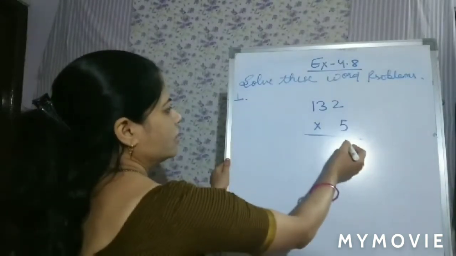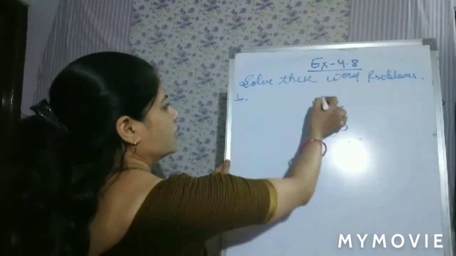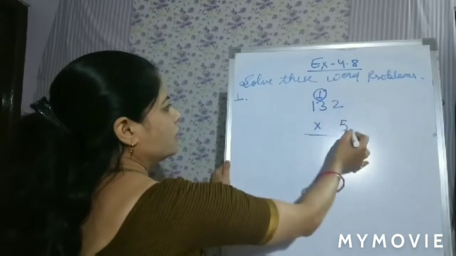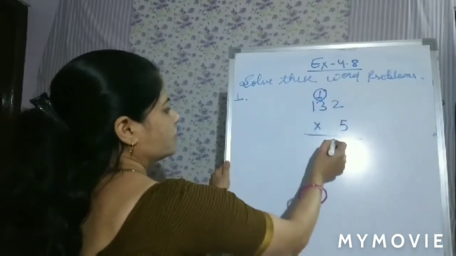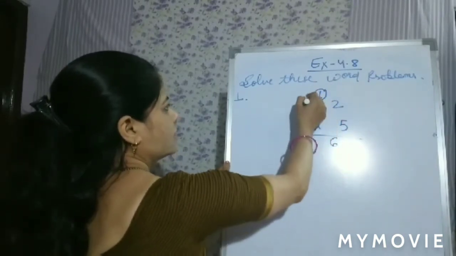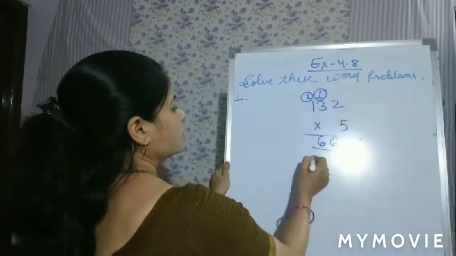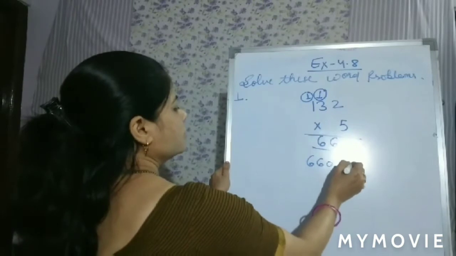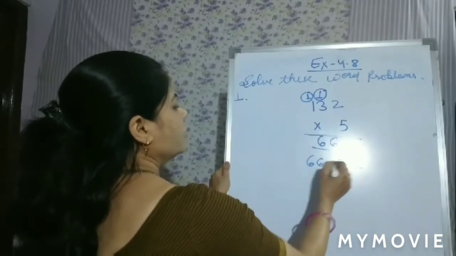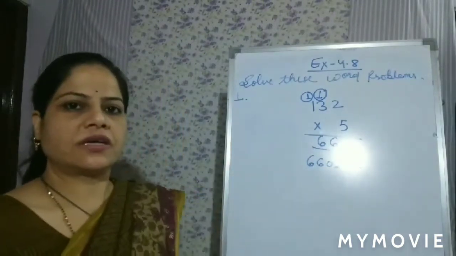5 2s are 10. So write 0 in the answer, carry over 1. 5 3s are 15, 15 plus 1 is 16. So write 6 in the answer, carry over 1. 5 1s are 5, 5 plus 1 is 6. 660 trees. So there were 660 trees in the garden.